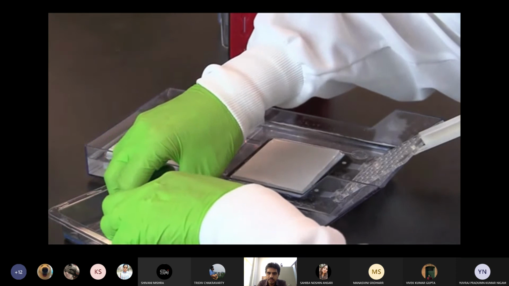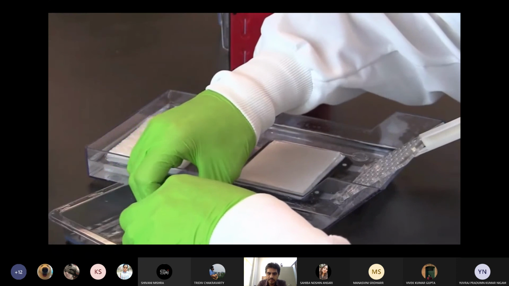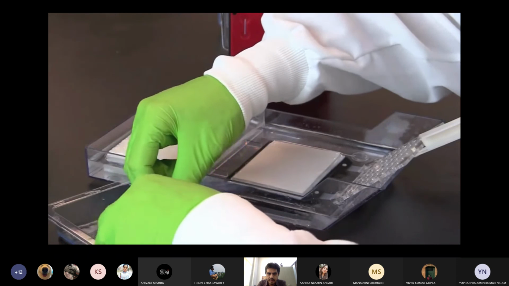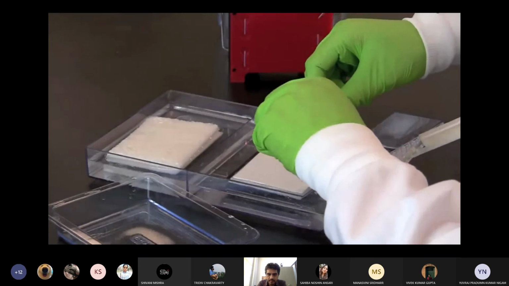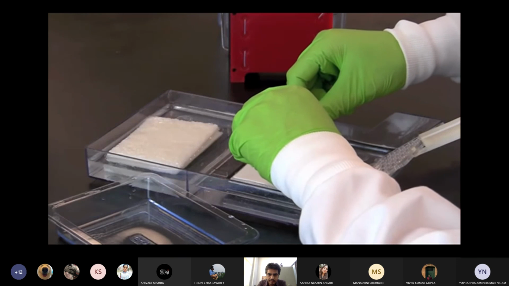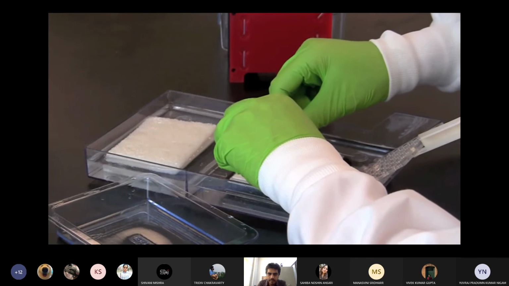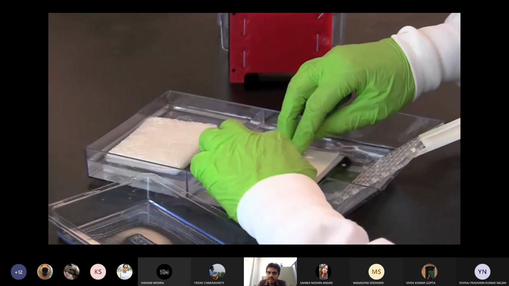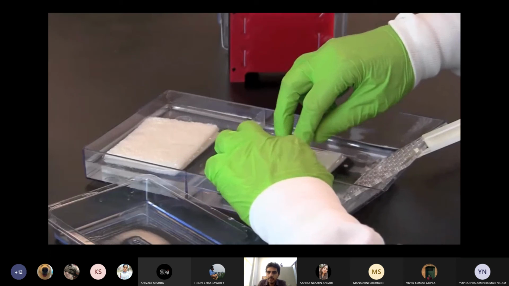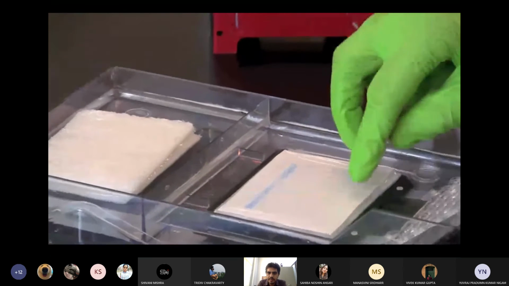Next is your gel. Carefully place it squarely onto the blotting paper, again being careful to avoid any bubbles between the gel and the blotting paper. Okay, so now you have placed your gel here. So now over it you have to place your membrane.